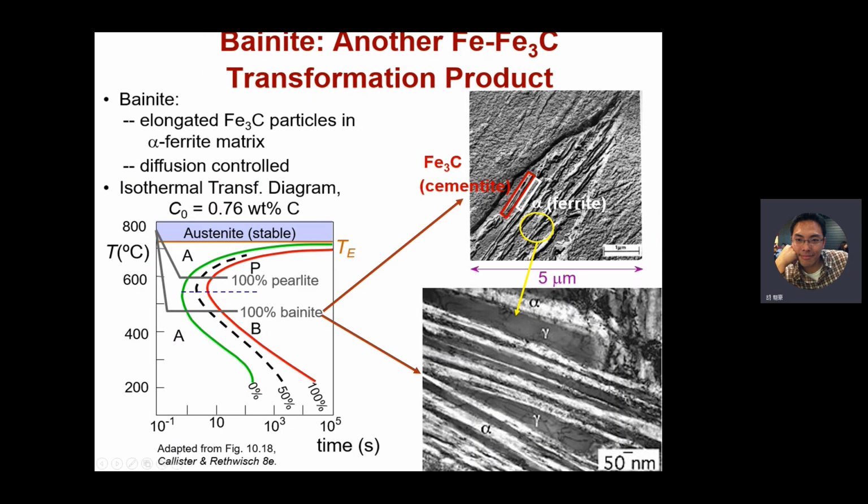Okay, so let's look at another structure. It's called the bainite structure. Okay, bainite is another iron-cementite transformation product. Okay, so what's the temperature? What's the delta T that can produce the bainite?